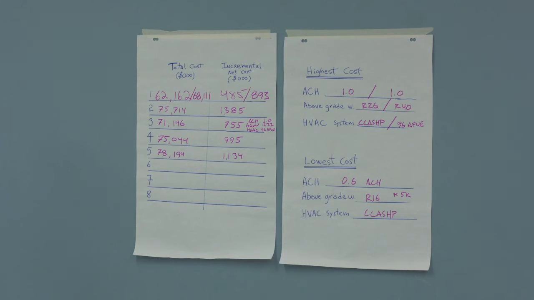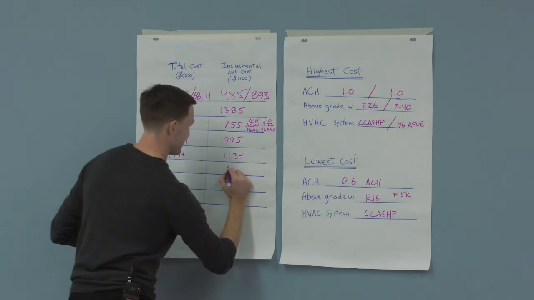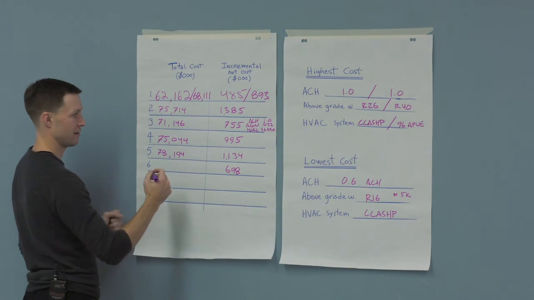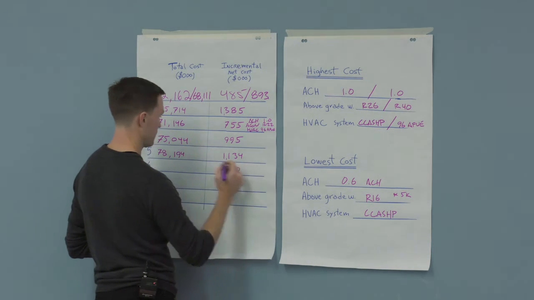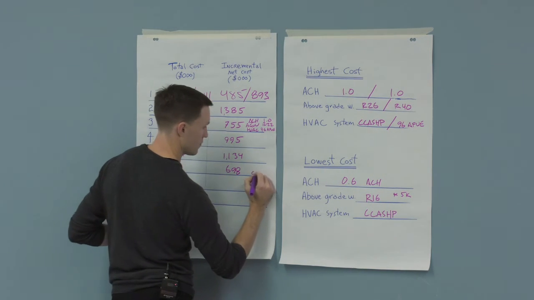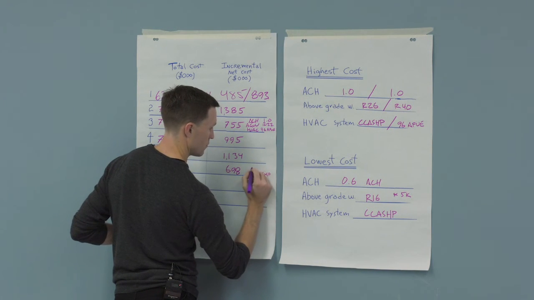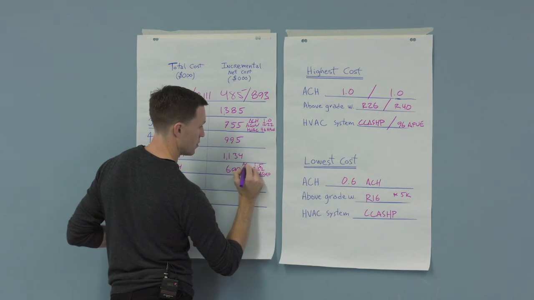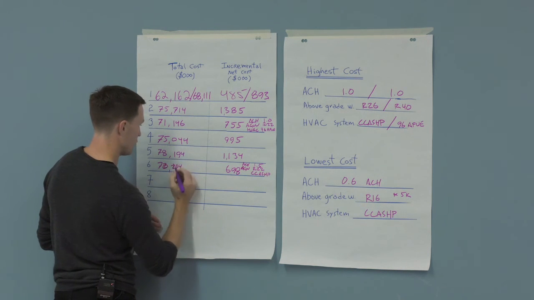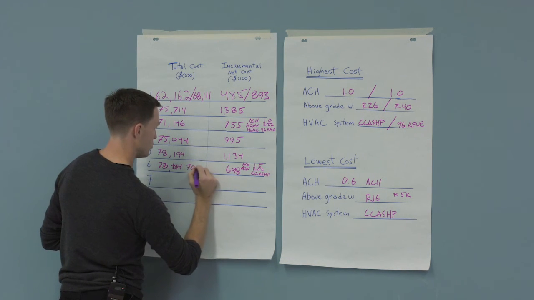I have one at 698 incremental, because we're running them simultaneously, and $70,214 for the total cost. And it has a full-time air source heat pump, R22 wall, and 1.5 ACH. Interesting. What was the cost of that? Total cost was $70,214.